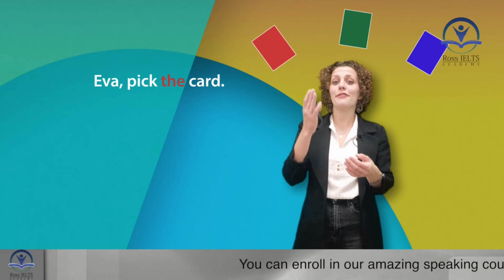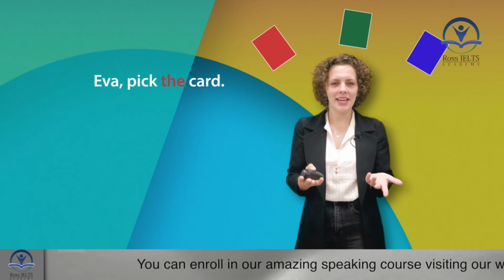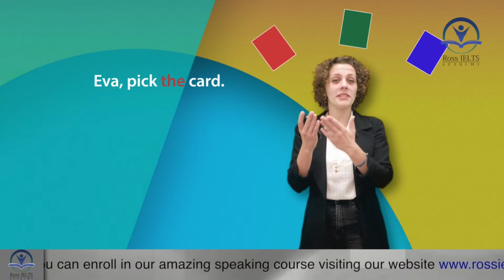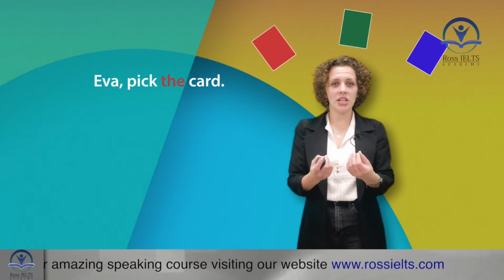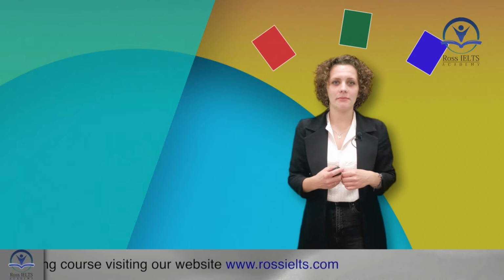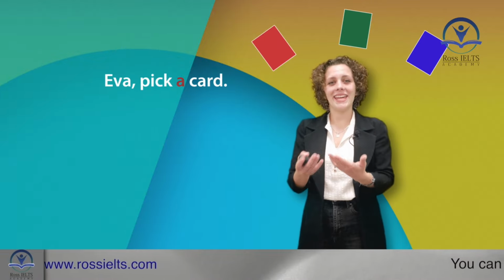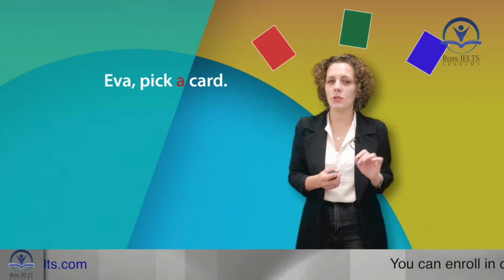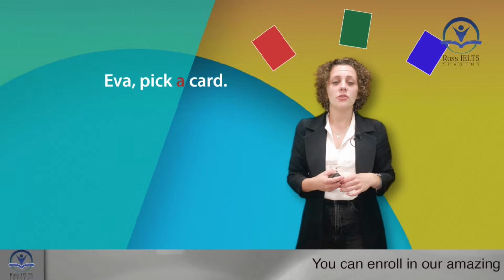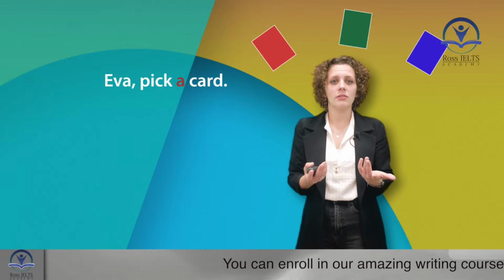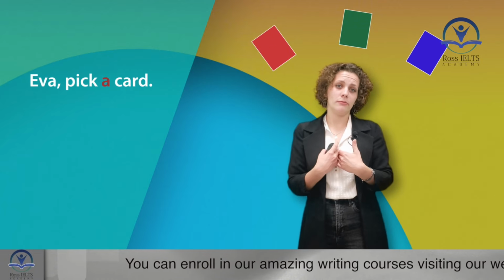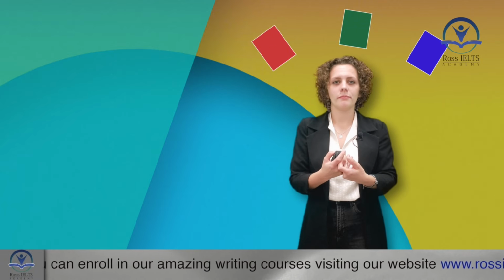Oh, you mean the red card. See, she's talking about a specific card that both she and I know which one it is. And when the sound in the background said, "Eva, pick a card," it is not clear which card she's talking about. So I can pick the one I like. For example, I like blue. So I choose this one.